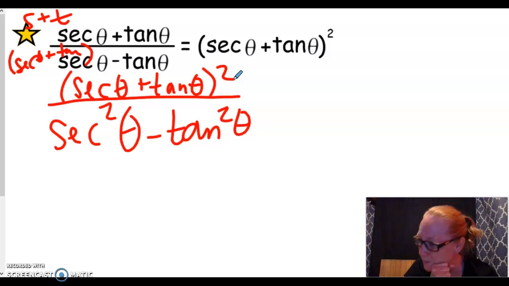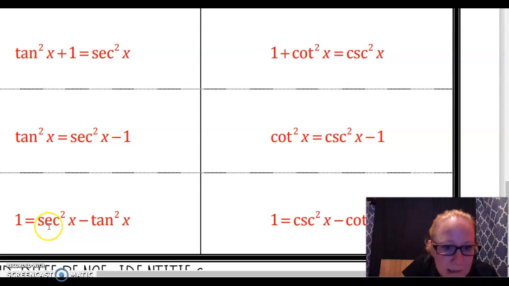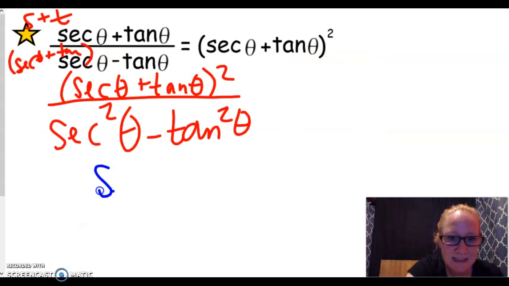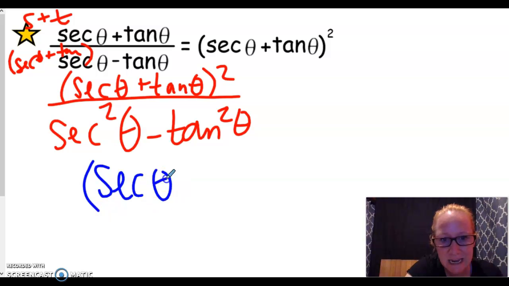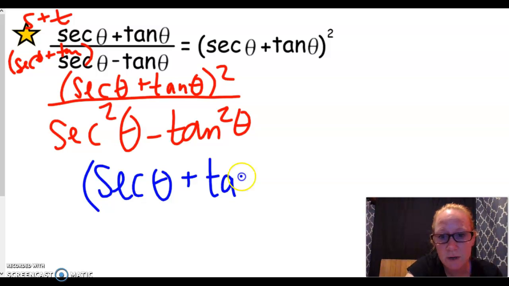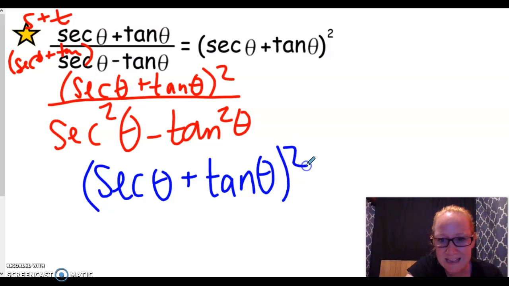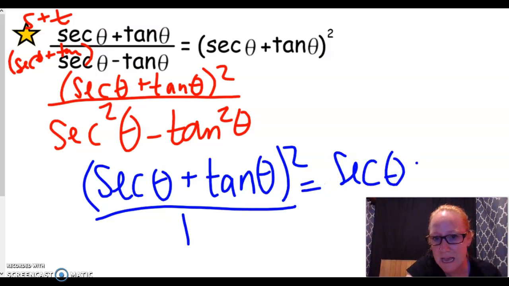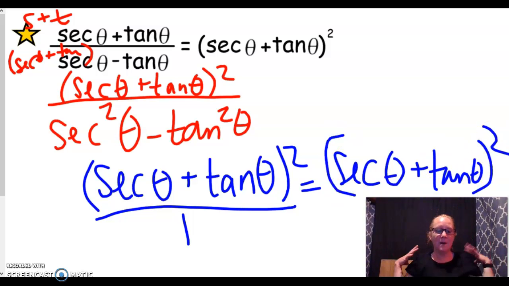Okay, secant squared minus tangent squared, I think that equals 1. Okay, so I'm going to go back to my playlist. Yes, secant squared minus tangent squared is 1. Boom. So that gives me secant theta plus tangent theta. So you can't distribute that squared through, it's just the whole thing squared. And all over 1 equals secant theta plus tan theta all squared. Wah! And the angels sing.